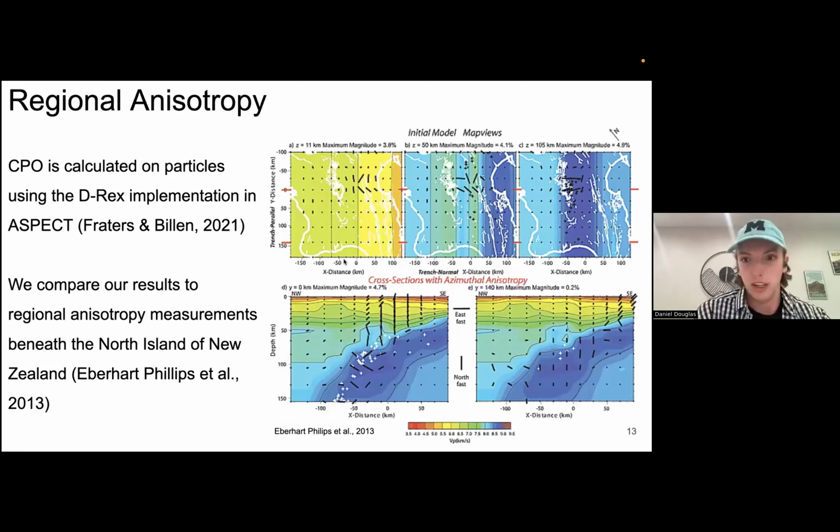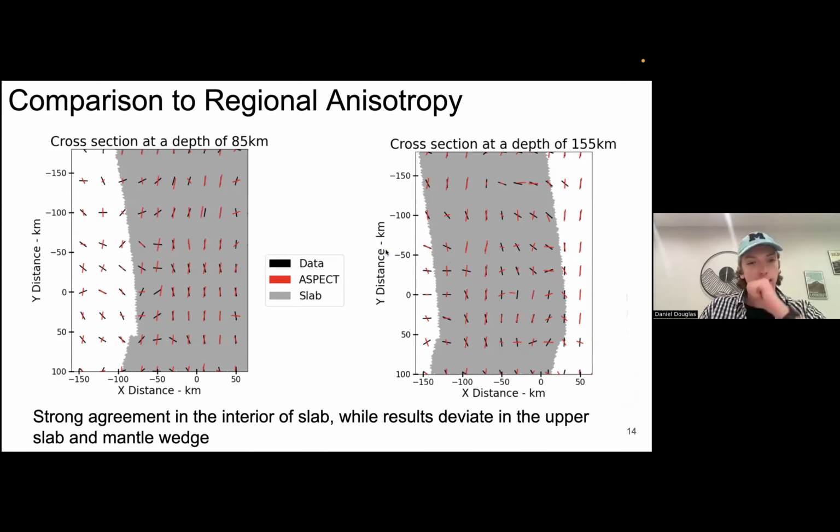Going to the regional anisotropy, we're using a D-Rex implementation that is in ASPECT, and this is the citation if you're interested in that implementation, but we're calculating CPO on particles, and we compare our results to regional anisotropy measurements beneath the North Island of New Zealand from this paper by Eberhart-Phillips in 2013. This is an image just showing what the anisotropy that she found was in the region, and this is what we're using to constrain our model.